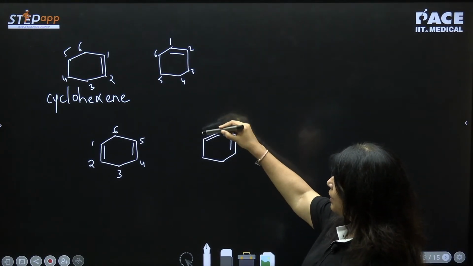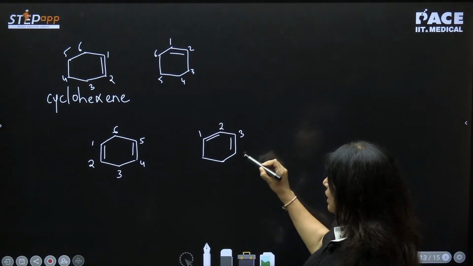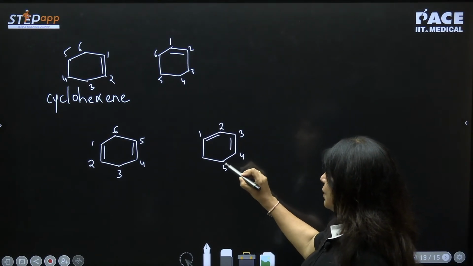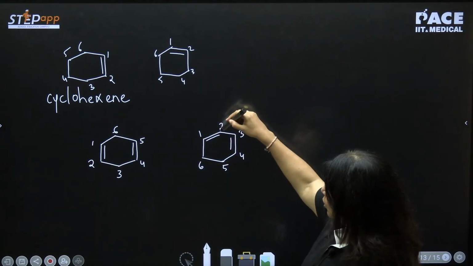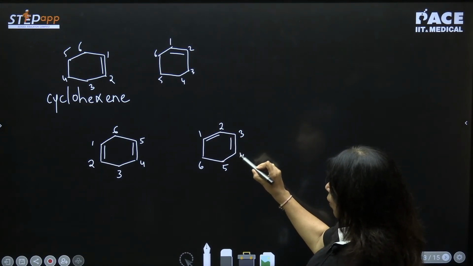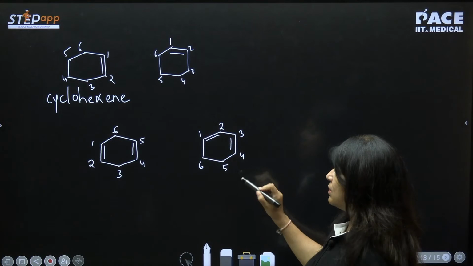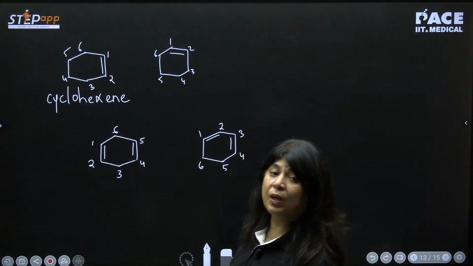What if I number it from here? It will be 1, then this becomes 2, this becomes 3, this becomes 4, this becomes 5, and this becomes 6. So you could start from here as 1, 2, 3, 4, 5, 6, or you could also start from here as 1, 2, 3, 4, 5, 6. Both are going to be same, and both will give you a smaller number for the two double bonds.